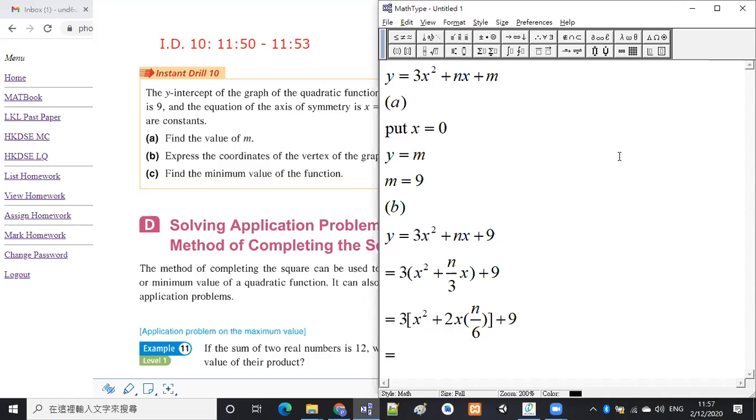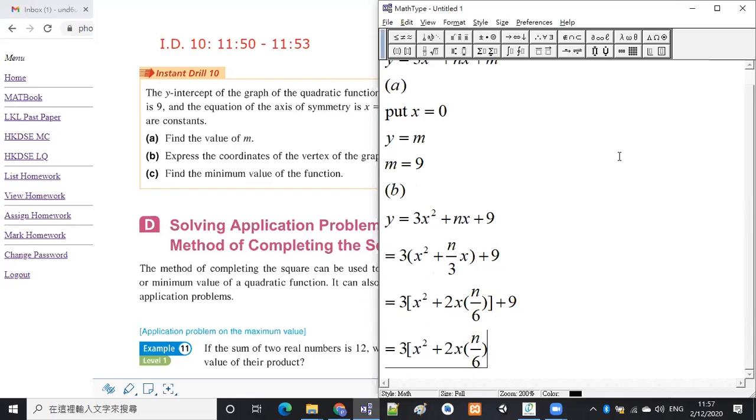And now the thing inside the square bracket is in the format of x squared plus 2xy. And then we need to add the y squared term. X squared plus 2xy plus y squared. But we need to subtract the y squared away immediately. Okay? And don't forget the plus 9 at the end.